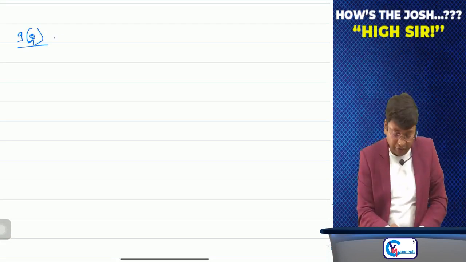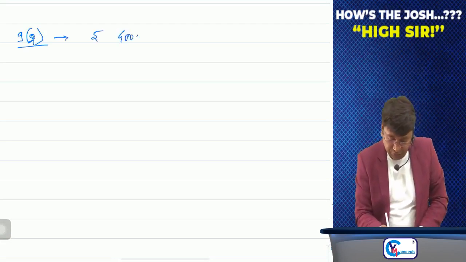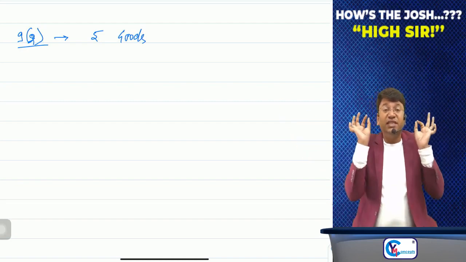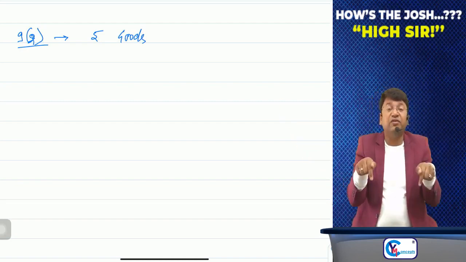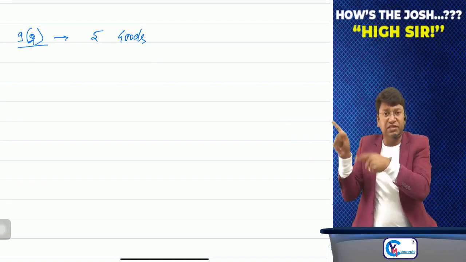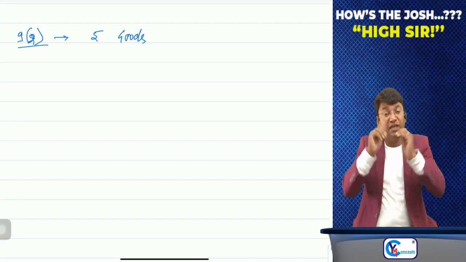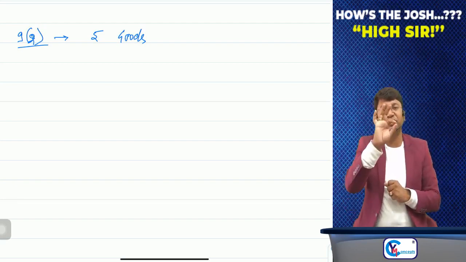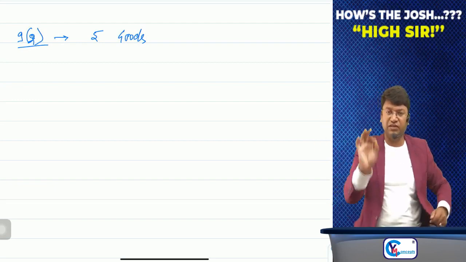Subsection 2 says that 5 goods, GST will not be levied on these 5 goods until it is notified by the central government on the recommendation of the GST Council, and as of now, till now, these goods are not yet notified. Means these are the 5 goods on which GST is not levied as of now.